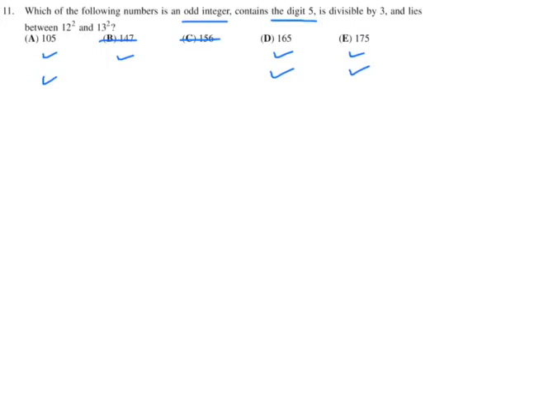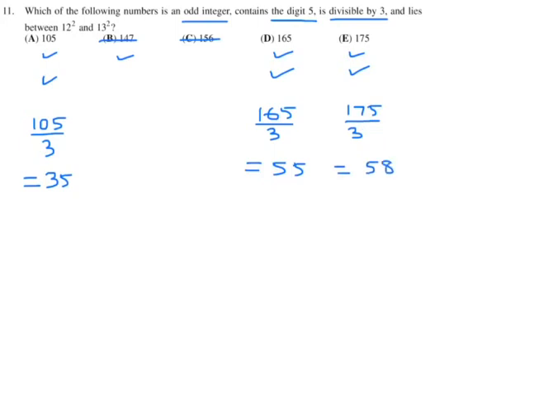Alright. Is divisible by 3. Is 105 divisible by 3? I believe it is. That's 35. How about 165? Is that divisible by 3? 55. So yes. And 175, is that divisible by 3? And no, because it's 58 point something, 0.3. So that gets rid of E. So we're down to A and D.